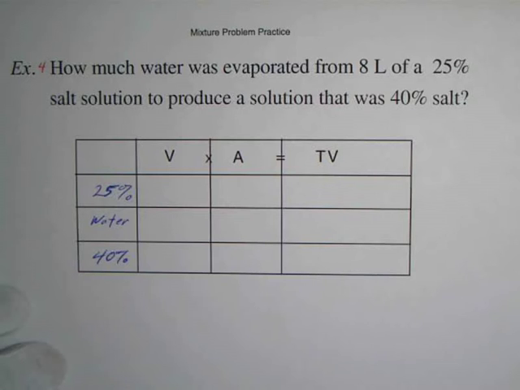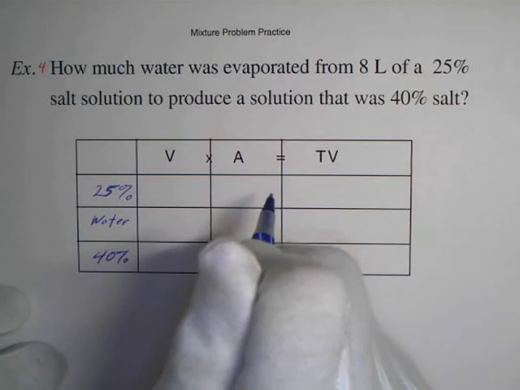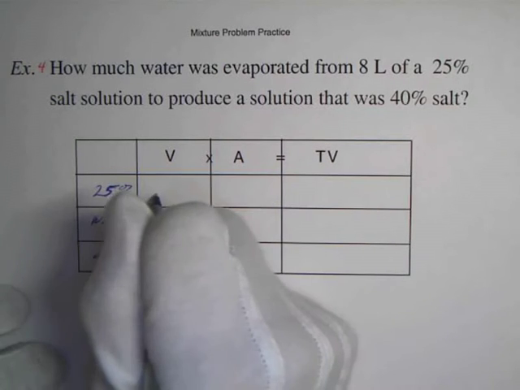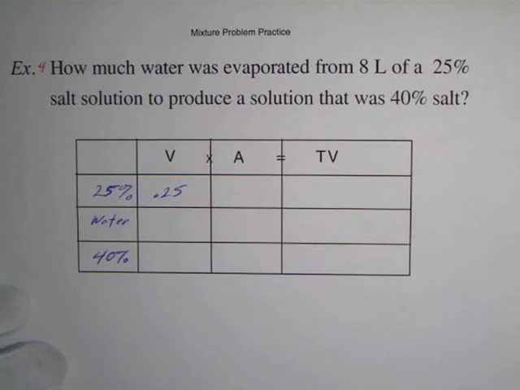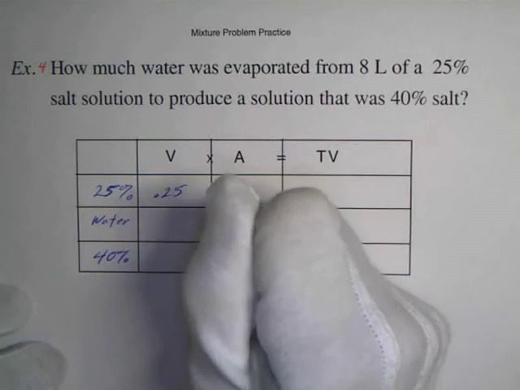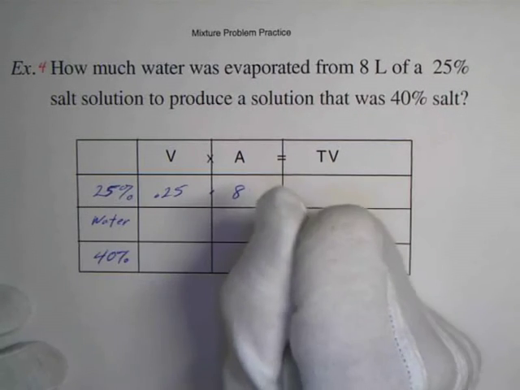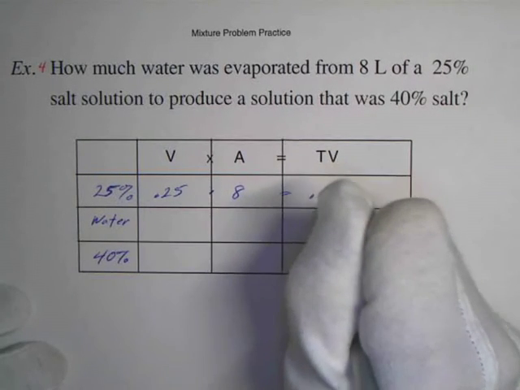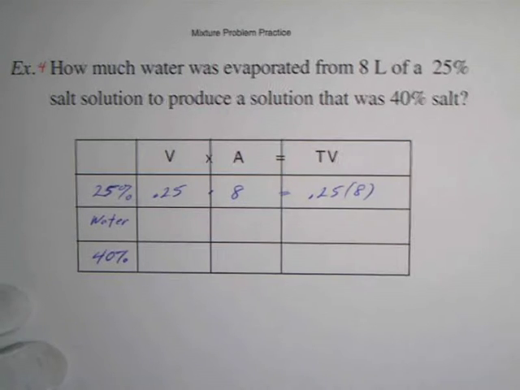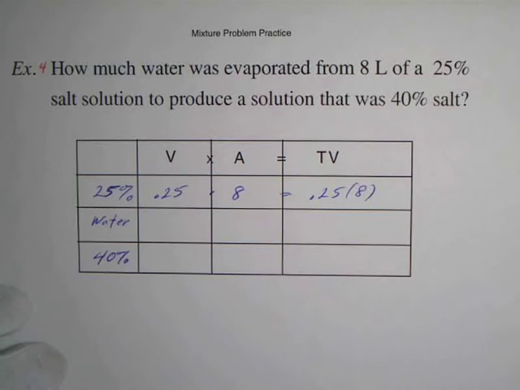I'll try to do my values and fill in everything I can first. So the value of the 25% solution would be 0.25. Salt. So 25% of that is salt. And we start with 8 liters. Remember, these multiply across, so we're going to have 0.25 times 8, or 1/4 of 8, which is actually just 2 liters of salt. 25% is a fourth, so a fourth of 8 is 2. So we've got 2 liters of salt.